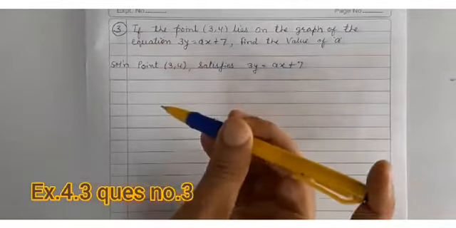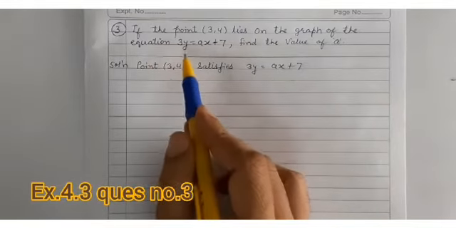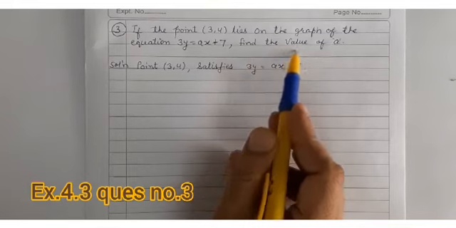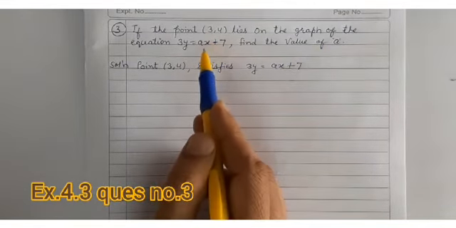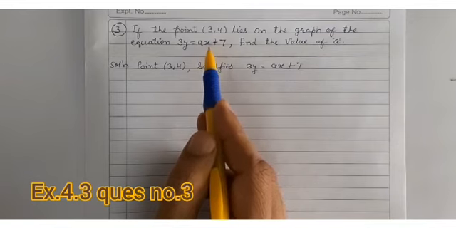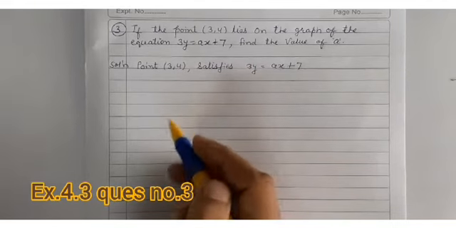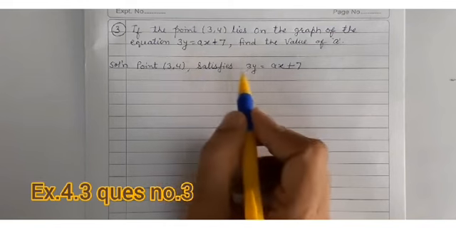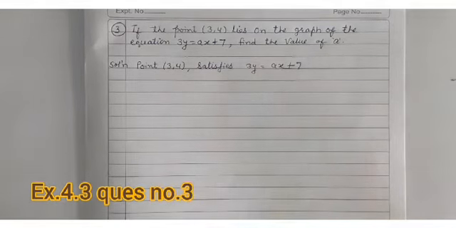If the point 3 comma 4 lies on the graph of the equation 3y is equal to ax plus 7, find the value of a. What is the meaning? If a point lies on any equation, it means this point satisfies this line. It means if you put these coordinates, then the equation will be satisfied. So easily you can get the unknown values.